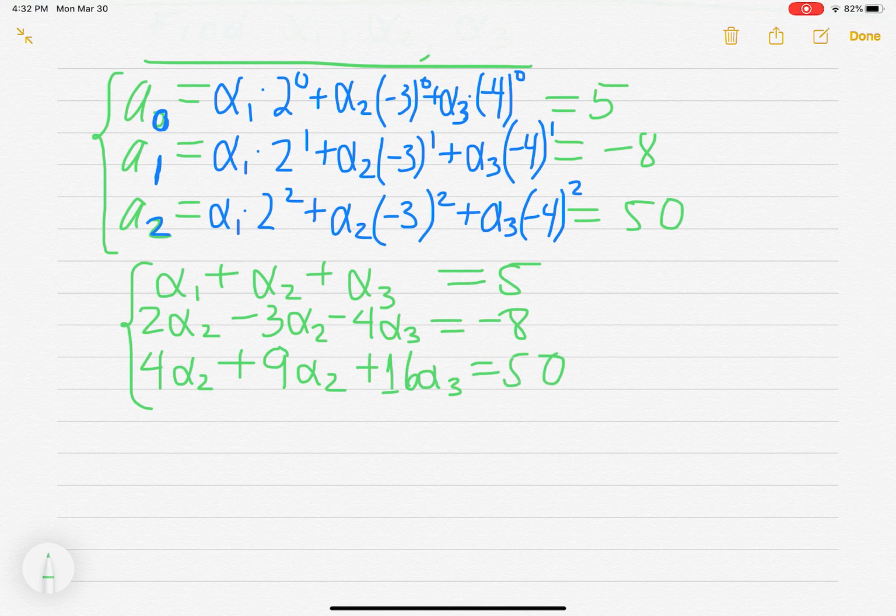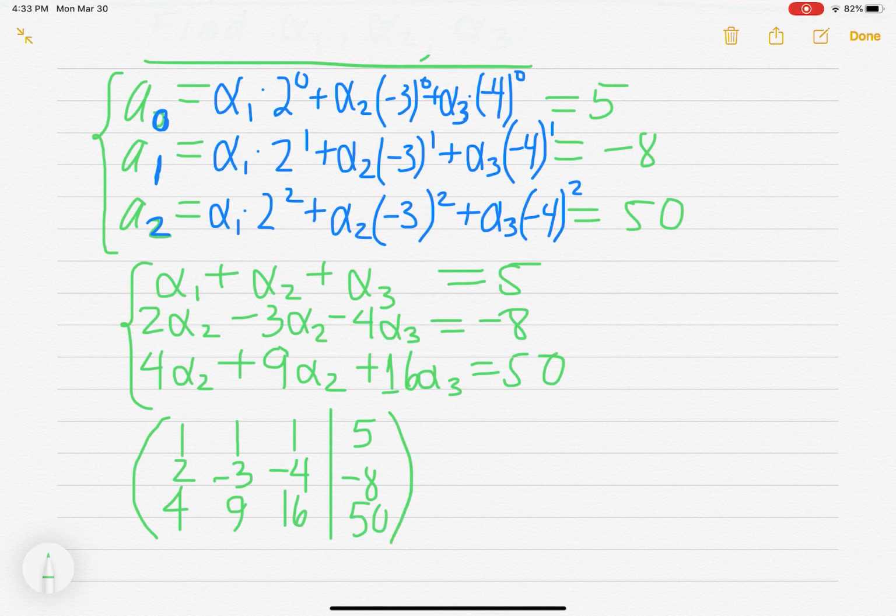Now, the easy way to solve this system of linear equations is to do a matrix where for the alpha 1 coefficients, we're going to put 1, 2, 4. And for the alpha 2 coefficients, we're going to do 1, -3, 9. And for the alpha 3 coefficients, 1, -4, 16. And then a bar. Then on the right-hand side, 5, -8, 50. This is actually an augmented matrix. It's a matrix that represents this linear system. And what we're going to do is row reduce this, so I'm going to do an RREF.